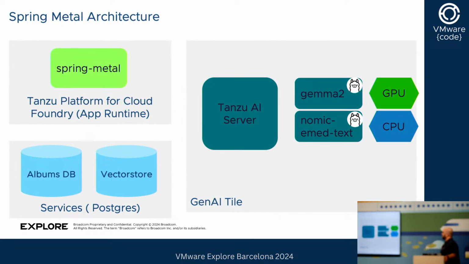But if we talk about the architecture of our first demo application, we're going to deploy an app called Spring Metal. We're going to use the tile. We're going to use some databases. We're going to use 2 different models, one on a GPU and one on a CPU, and we're going to see how it goes from there. So let's break out of slides, if I can. Come on.